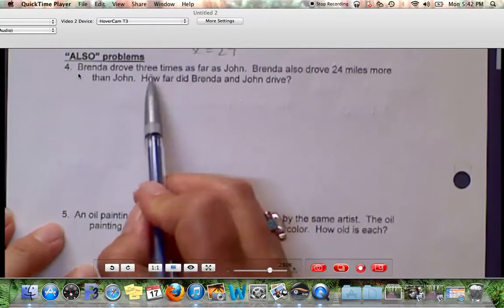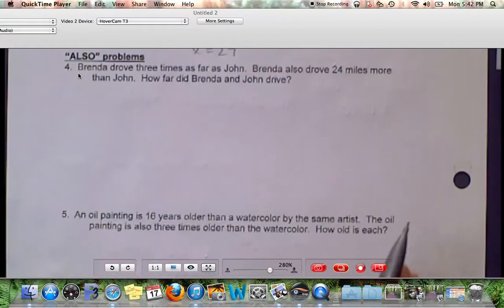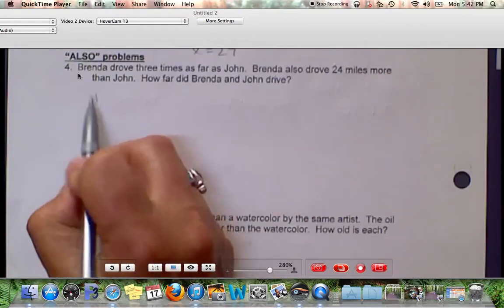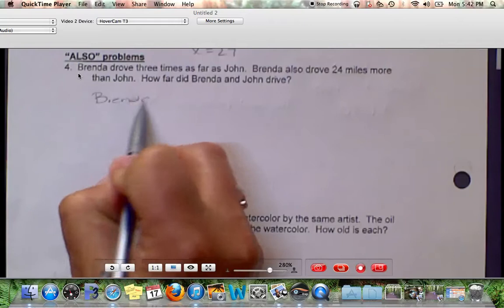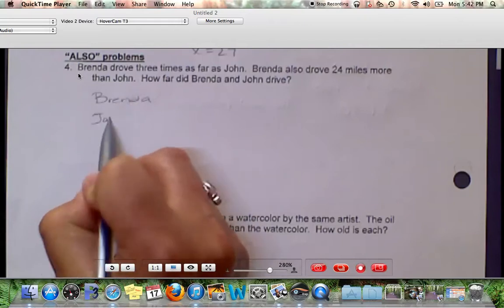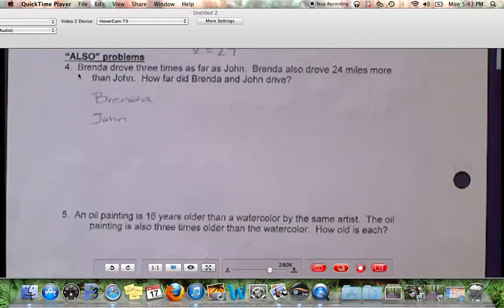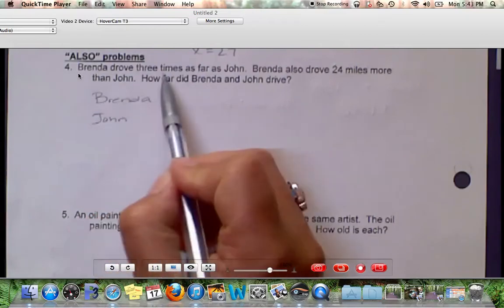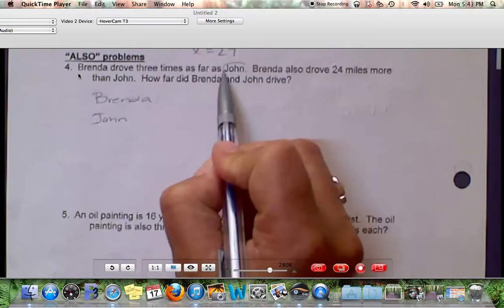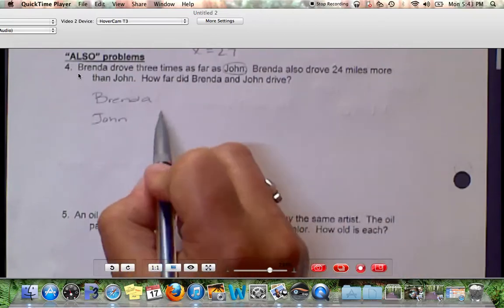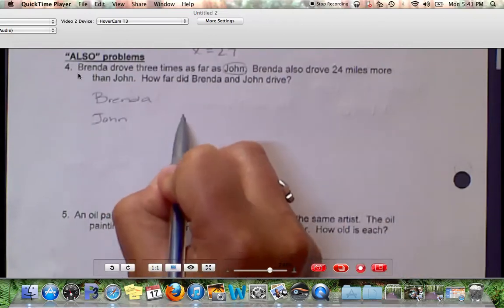Brenda drove 3 times as far as John. Now I'm going to stop right there. We know we're talking about Brenda and John. So Brenda drove 3 times as far as John. Now you're going to ask yourself the same question. Which one do we know nothing about? Is it Brenda or John? Now we know Brenda drove 3 times as far as John. So it's John that we know nothing about. So we're going to call John J.